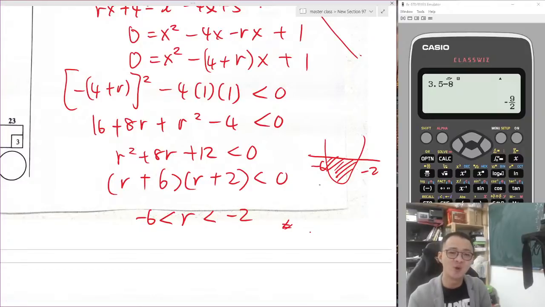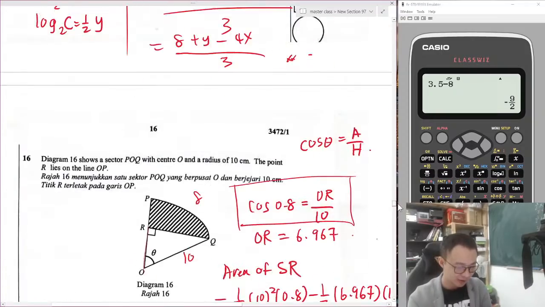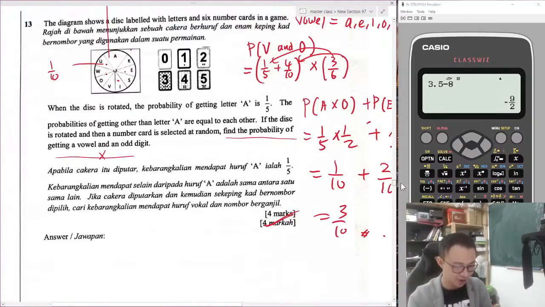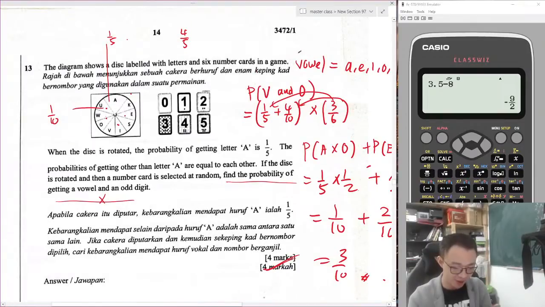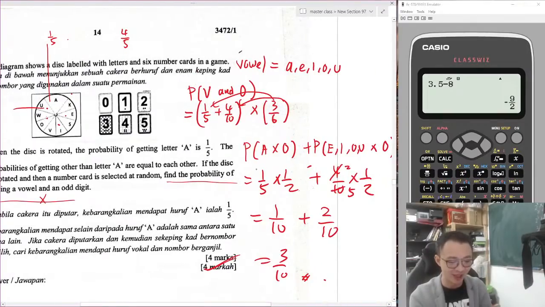So y over 10. Question 13, y over 10. Because the denominator is 10. After you multiply by 10, then I just put it over 10.